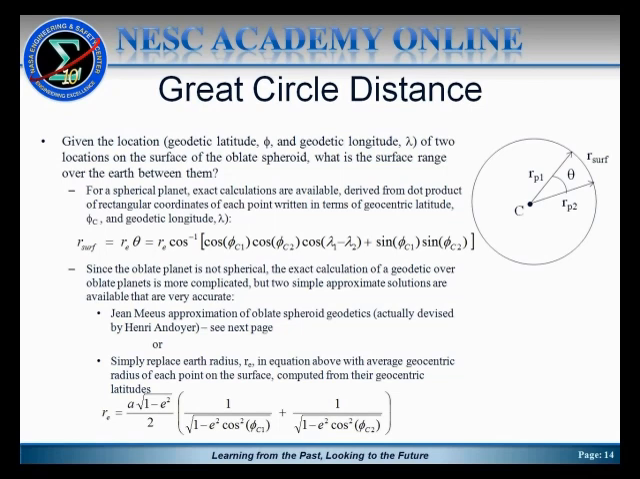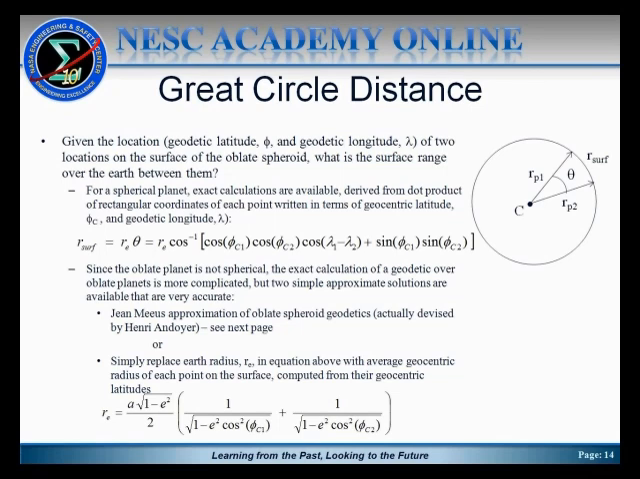For a spherical planet, you can actually do exact calculations for the great circle distance, and it's pretty simple to do from the dot product of the rectangular coordinates of each point. So if you were to assume the Earth was a spherical planet, and it's very close to that in actuality, you could compute the surface range over a great circle distance as shown by r surf with the subscript surf. And it's basically just a fairly simple expression in terms of the geocentric latitude phi c of points 1 and 2, and the geodetic longitude lambda 1 and lambda 2.